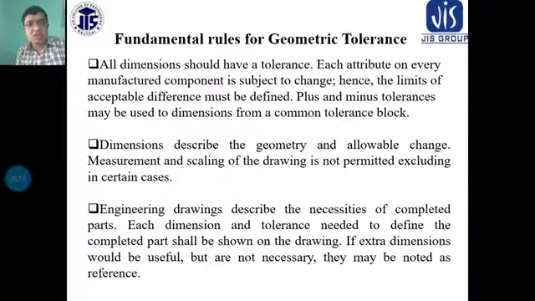Engineering drawing describes the necessities of complete parts. That means in CAD systems, first we have to draw in 2D, and again this will be converted to 3D modeling. The different components necessitate the complete parts, and another thing is that the dimensions and tolerances needed to define the complete part shall be shown on the drawings.